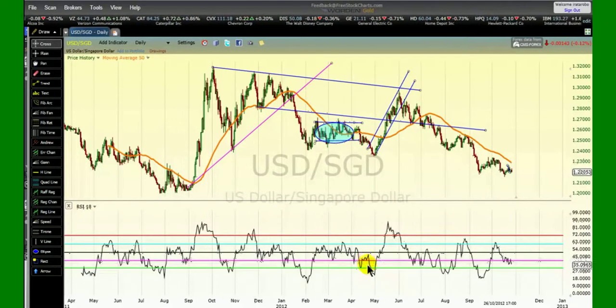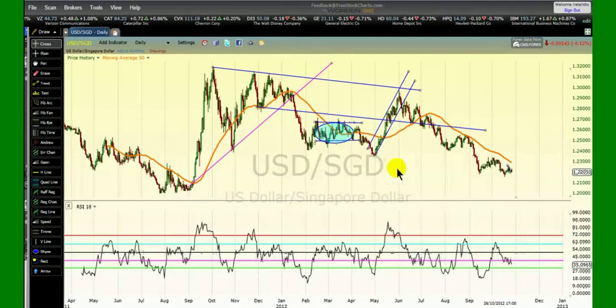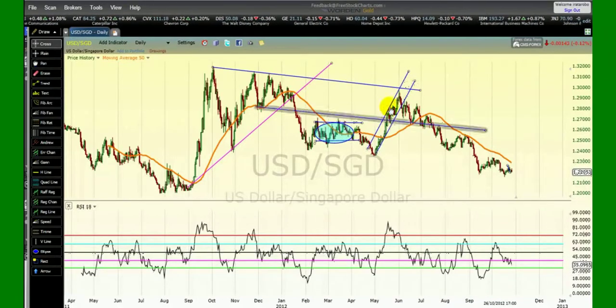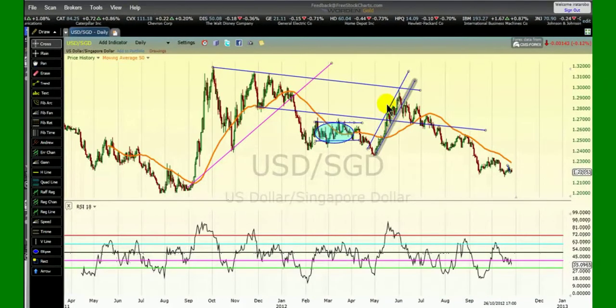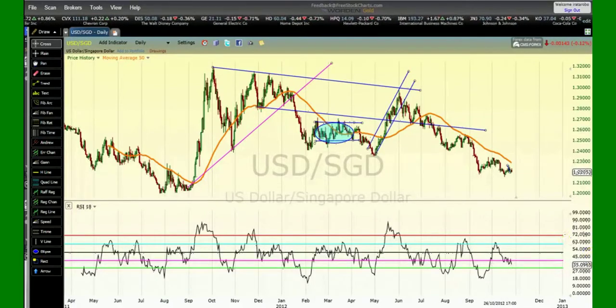So the RSI was oversold here, you see. Then it came above 50, so we see that it's a rising channel. So in this scenario, we don't want to give priority to sell signals, we give priority to bullish signals on the edge, on the lower band. That's how you trade. All right.